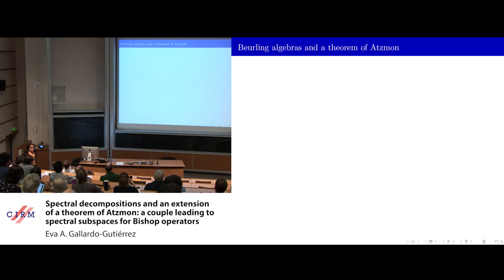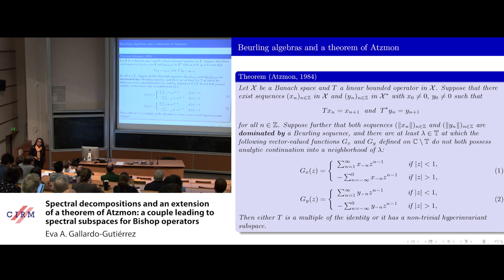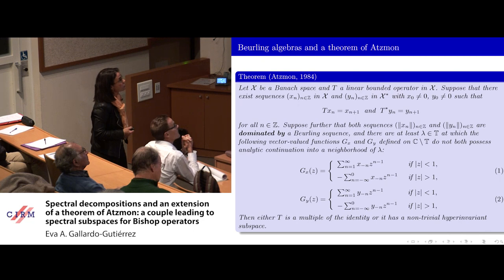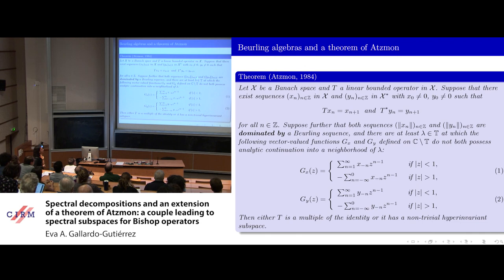They are important because they come into play in this theorem of Atzmon, which is our second character in the story today. And it tells you the following. Assume you have a Banach space X and a linear bounded operator T, and assume you can consider two vectors, x naught in X and y naught in X star, the dual, and consider the bilateral orbits of those vectors. Those vectors are different from zero. And assume that the norms of the bilateral orbits are dominated by the Beurling sequence. That means that there exists a constant C such that this norm is less than C times rho m for the Beurling sequence rho m. Okay, that's domination. All right.